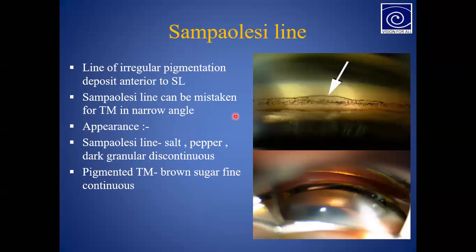अगर theory में पढ़े तो इसमें क्या लिखा हुआ है? A line of irregular pigmentation deposit anterior to the Schwalbe's line. And then the Sampaolesi line can be mistaken for the trabecular meshwork. It has a fine appearance, a dark, granular, discontinuous pigmentation. So the theory is also suggesting the same. This Sampaolesi line is just anterior to this, anterior to the Schwalbe's line, का भी anteriorly ये place रहता है.